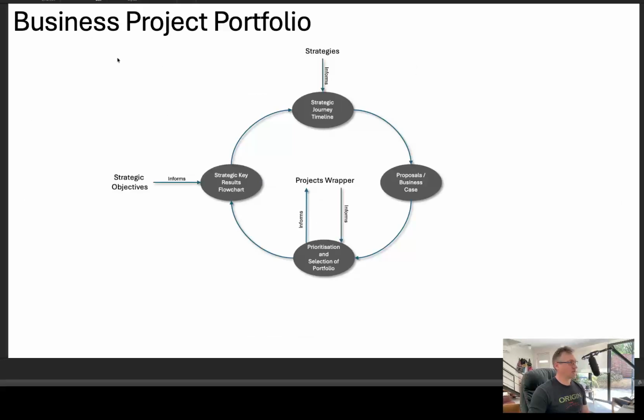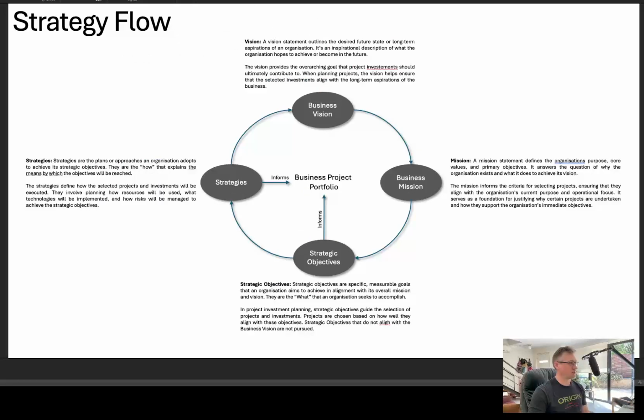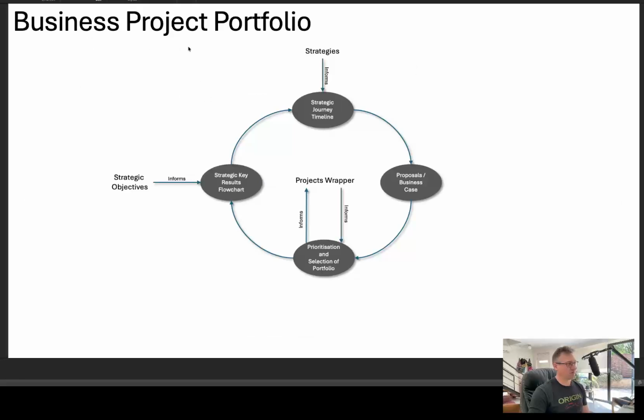Right, and then when you take your business project portfolio, we take the strategies from the previous slide. So these inform the business project portfolio. Come down in here and we've got the business project portfolio. Those strategies inform the strategic journey timeline. So we want to map out when are we planning to do these things and when do we need to get these results by? And these feed into the proposals and business cases for your various projects that you want to undertake.